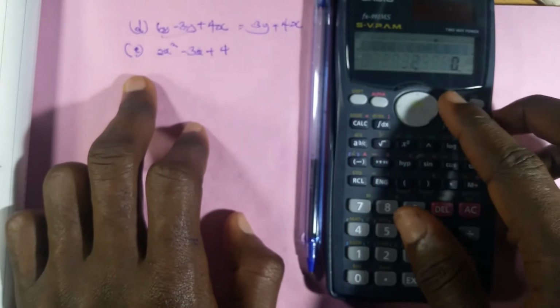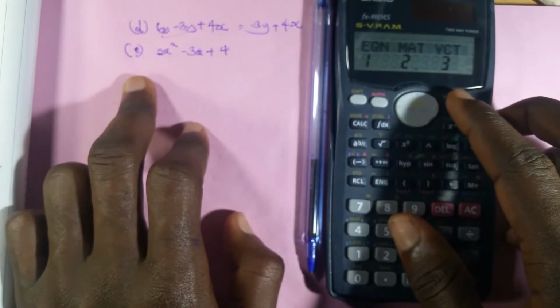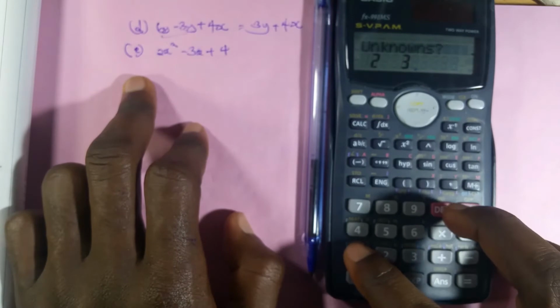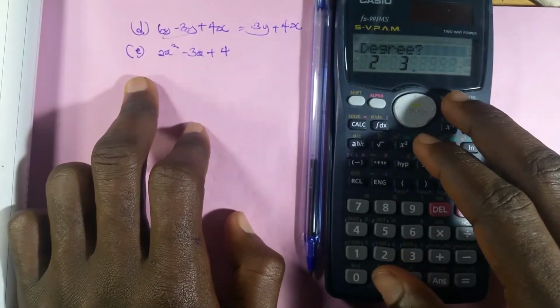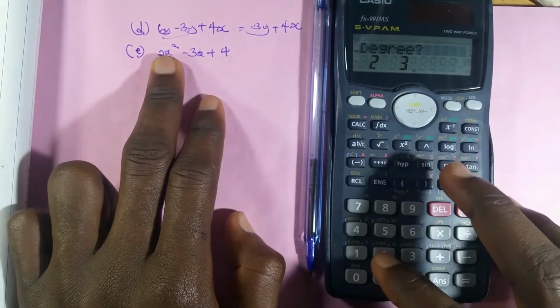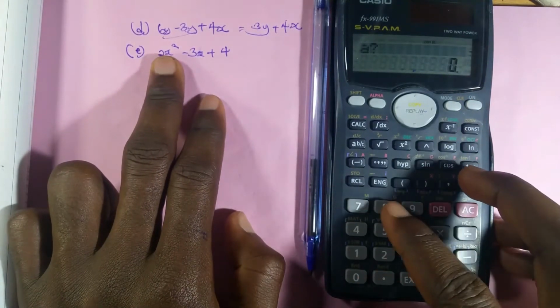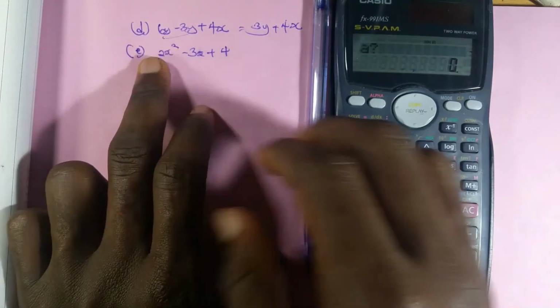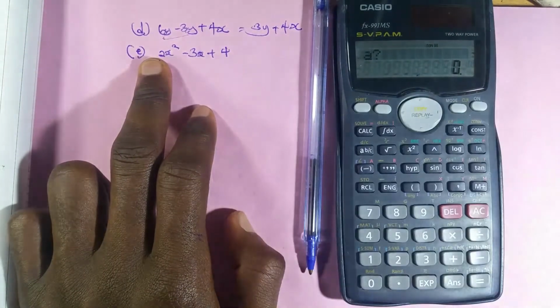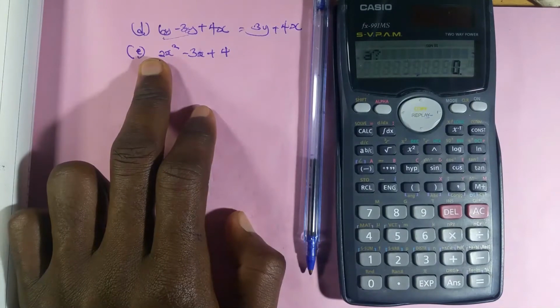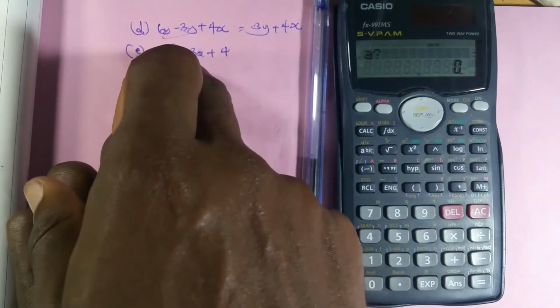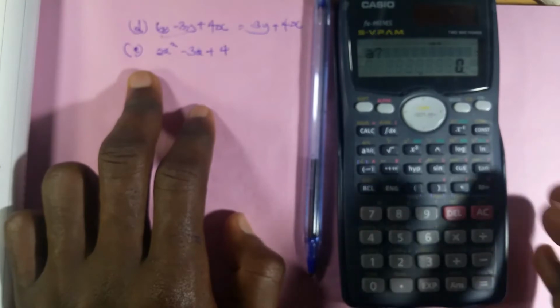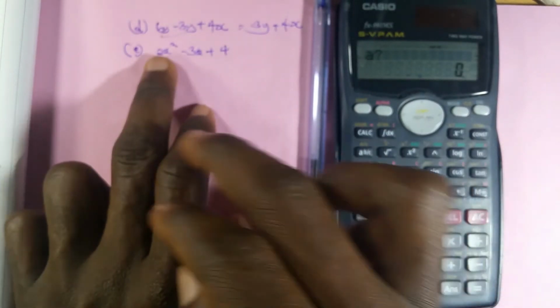You go to mode, press mode 3 times until you get to equation, then you press 1. This unknowns option is for simultaneous equations. We go to degree, since our equation is a quadratic of degree 2. You press 2. Then our a term is 2. A is the coefficient of the square term. Hope you still remember that. If you've not watched our introductory video on quadratics, I already explained why a is 2, b is -3, and c is 4. We did that in our previous video. So our a here is 2.